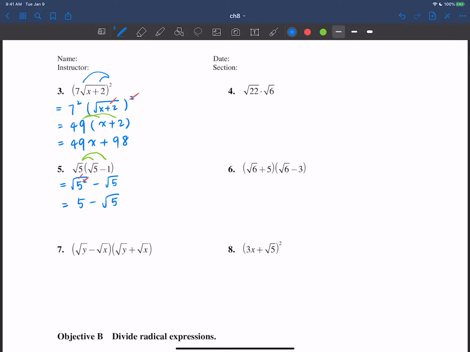Number 7. Radical y minus radical x times radical y plus radical x. You could use FOIL if you wish, but I have a better idea. We have the formula which says a minus b times a plus b is a squared minus b squared. Why don't you just apply this formula? Because this expression satisfies the formula. If I apply the formula, I will get radical y squared minus radical x squared. And we have inverse operations, so cross them out. And you got your answer, y minus x, rather quickly.